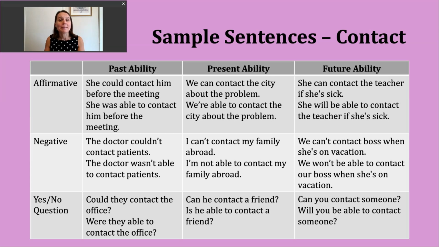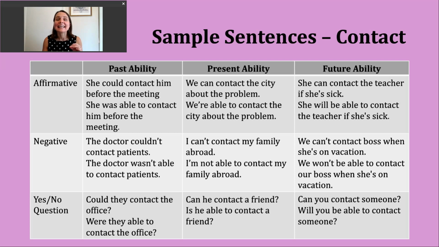I said we can use be able to, but since this is past, we need to use a past form of be. So that's going to be was if our subject is he, she, or it, or it will be were if our subject is I, you, we, or they. You can see that in the exact same sentence here. She was able to contact him before the meeting. So both of those are going to have the same meaning.